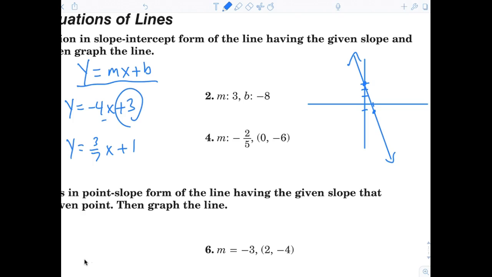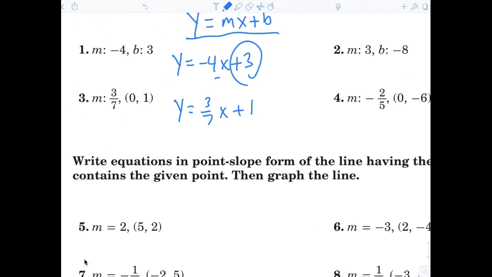So if I'm asking you to graph number 3, everyone would say, you would just go what? Up 1, plot a point. From there, up 3 over 7, plot your second point, and then draw the line. Everybody happy with that? All right, you're responsible for that. Make sure you got that.